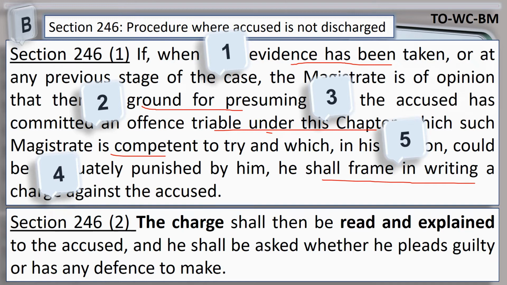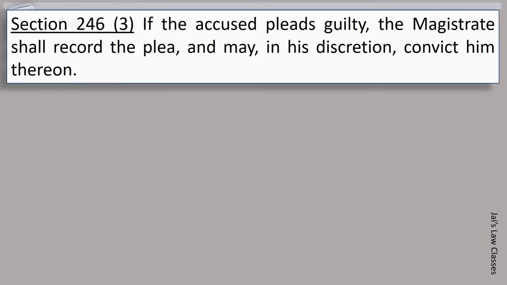In subsection 2 of section 246, there are 2 things that we must remember. 1. The charge shall be read and explained to the accused, and 2nd, that he will be asked whether he pleads guilty or he wants to make his defense. And subsection 3 informs if the accused pleads guilty, the magistrate shall record the plea and may in his discretion convict him thereon. So subsection 3 is informing that if the accused accepts his offence, his guilt, the magistrate will record, but in his discretion means the magistrate is having the option whether he wants to convict him or not.